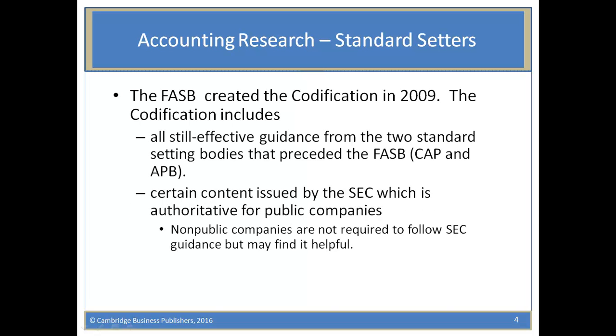The FASB created the codification in 2009. The codification includes all still effective guidance from the two standard setting bodies that preceded the FASB, the CAP and the APB, as well as certain content issued by the SEC, which is authoritative for public companies. Non-public companies are not required to follow SEC guidance, but may find it helpful.